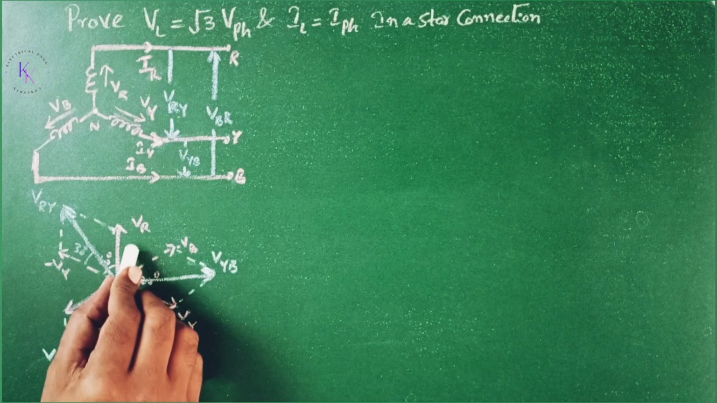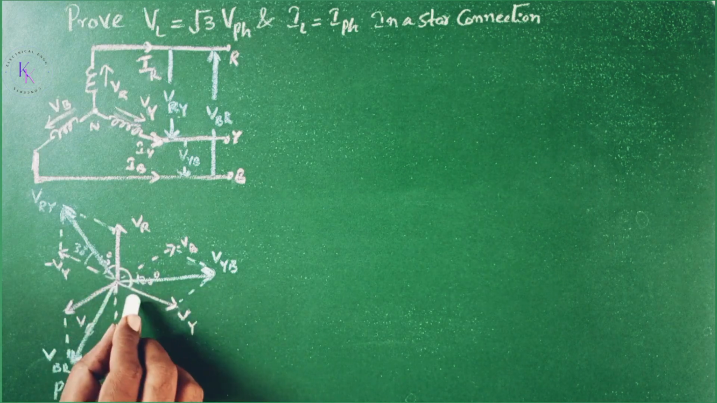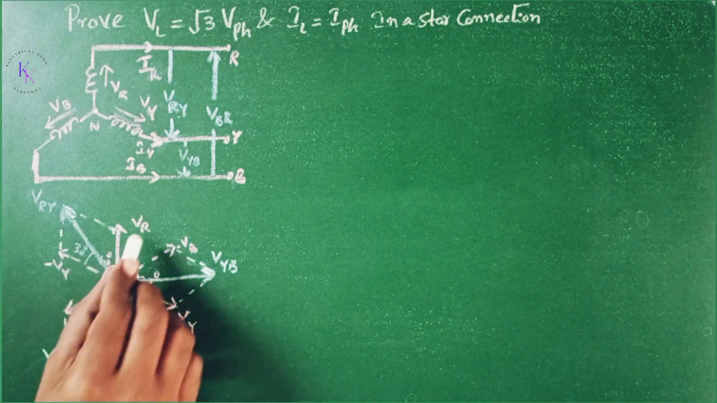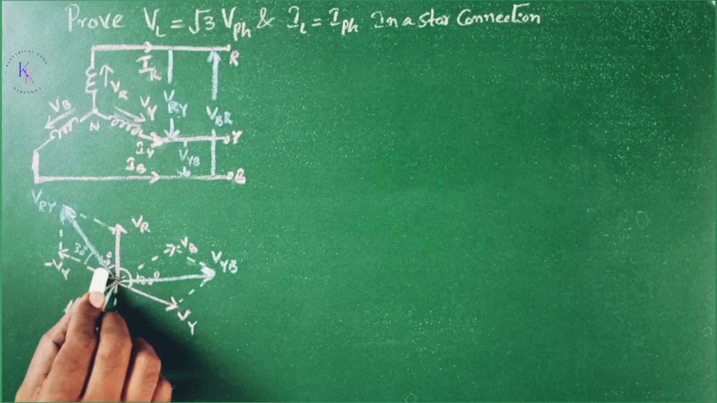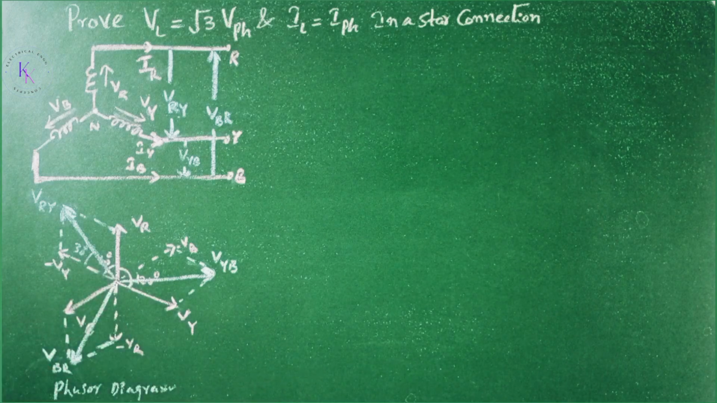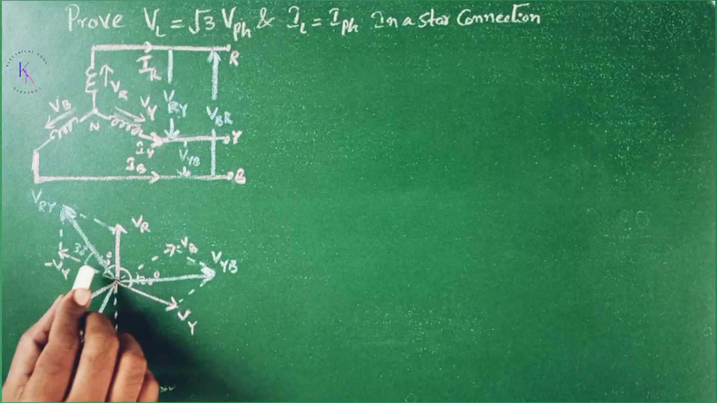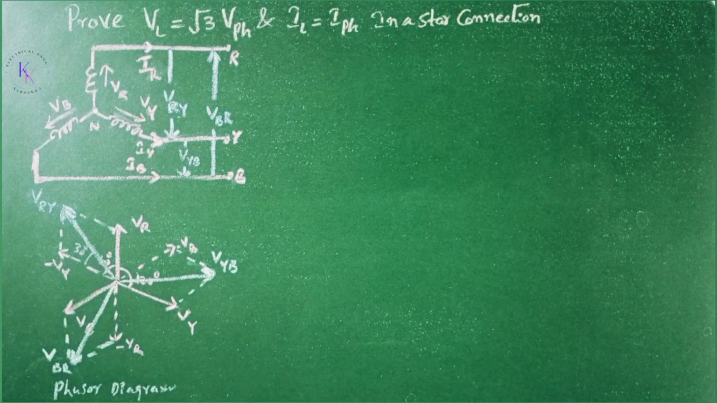This is the phasor diagram for a star connection, where each phase has a phase difference of 120 degrees. So VR and VY have a difference of 120 degrees, then VR and minus VY will be 60 degrees apart. This is a semi-circle where the total angle is 180 degrees. So the line voltages are 120 degrees apart from each other, as well as the phase voltages are also 120 degrees apart from each other. The line voltages are 30 degrees ahead of their respective phase voltages. We can observe this from the phasor diagram.